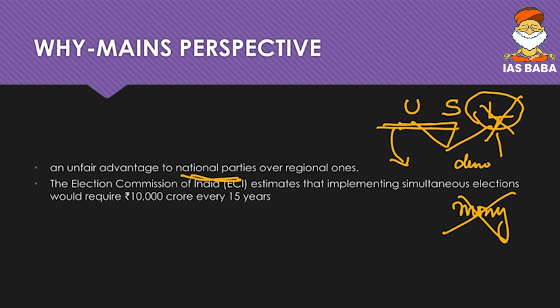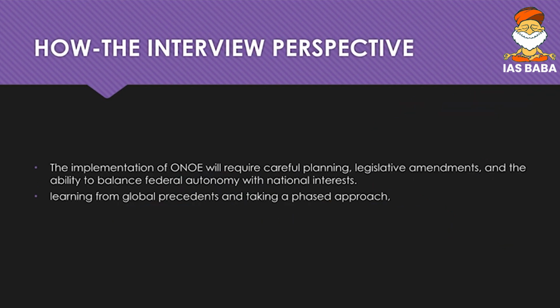Further, the Election Commission of India also estimates that implementing simultaneous elections would require rupees 10,000 crore every 15 years. Nevertheless, right now, because simultaneous election has been brought into discussion, what has to be considered is that, if implemented, one nation, one election can actually create a lot of benefits for the economy of the country, for the governance of the country, etc.